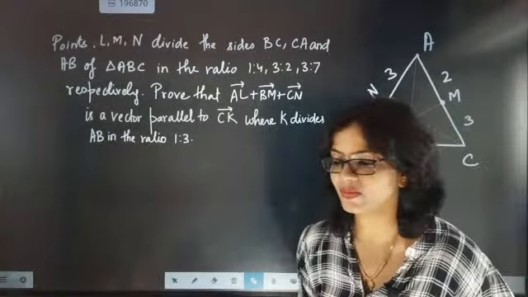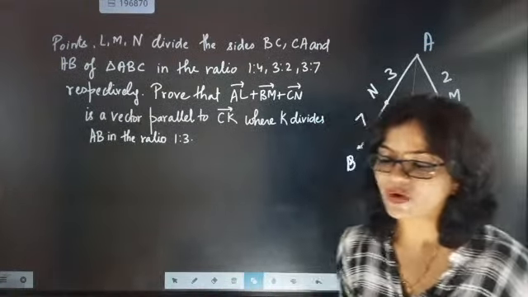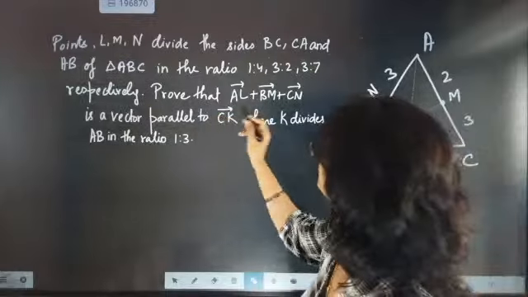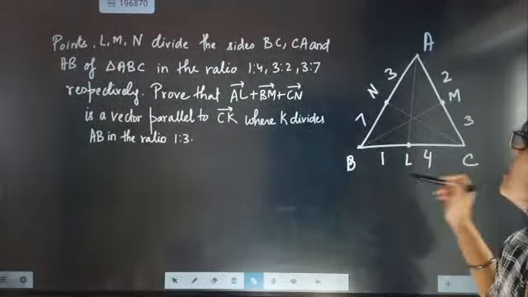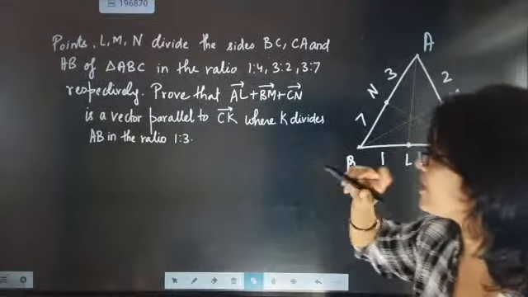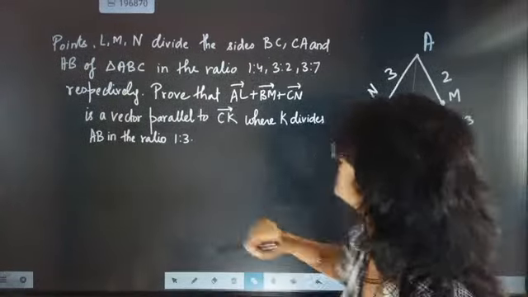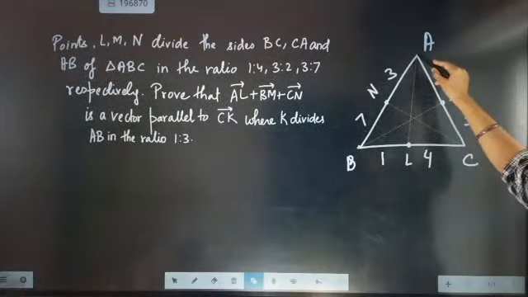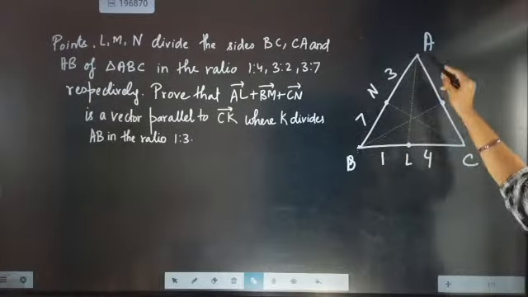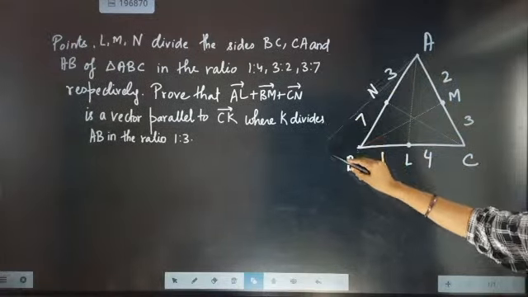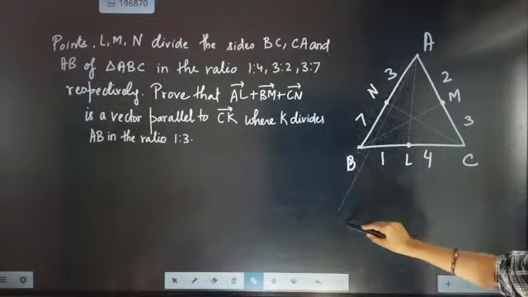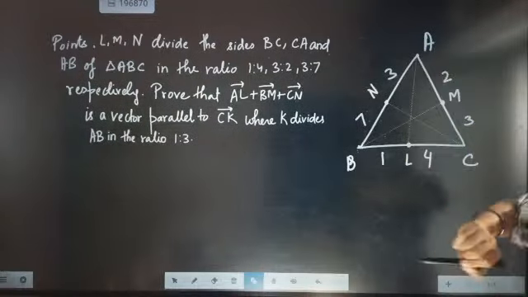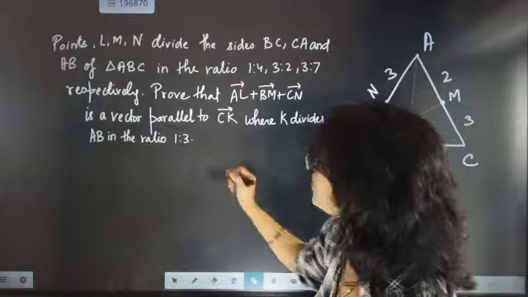Now one more important point they have told, and that important point is to prove that AL plus BM plus CN is a vector parallel to CK vector, where K divides AB in the ratio. So A and B is here. K is exactly dividing AB in the ratio 1 is to 3.